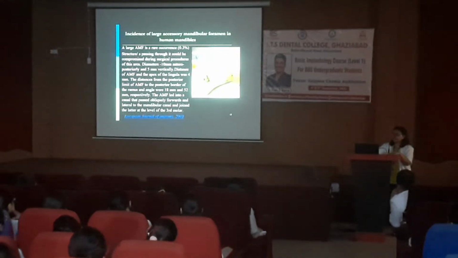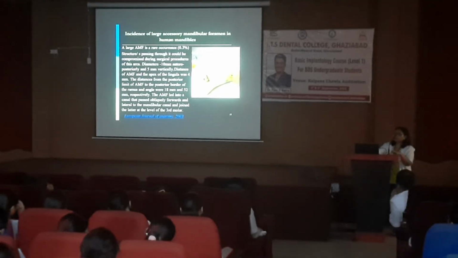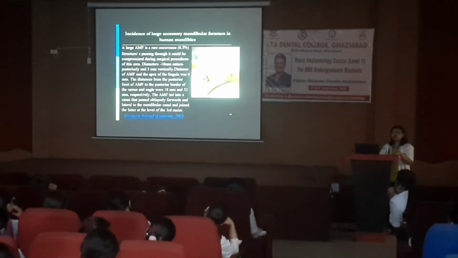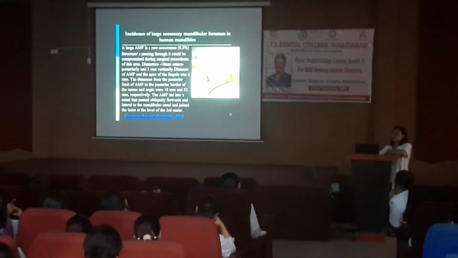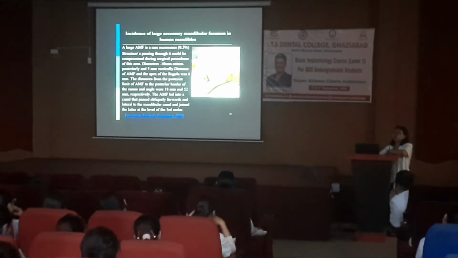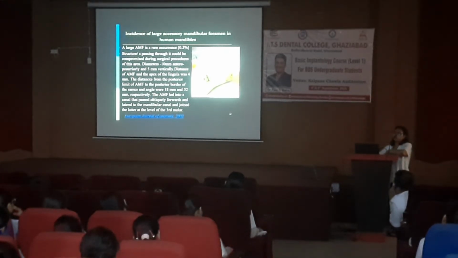Then you have to predict certain other things. When we have done anatomical studies, we have realized there are accessory canals also present, accessory mandibular foramen present. The location of this accessory foramen is around 10 millimeters horizontally and around 5 millimeters vertically from the lingula. So what is the role?